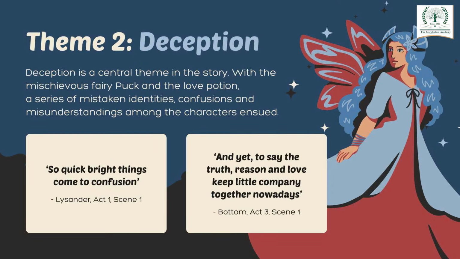Theme 2: Deception. Deception is a central theme of the story, with the mischievous fairy Puck and the love potion. A series of mistaken identities, confusions, and misunderstandings among the characters ensues. So quick bright things come to confusion. Lysander, Act 1, Scene 1. And yet, to say the truth, reason and love keep little company together nowadays. Bottom, Act 3, Scene 1.